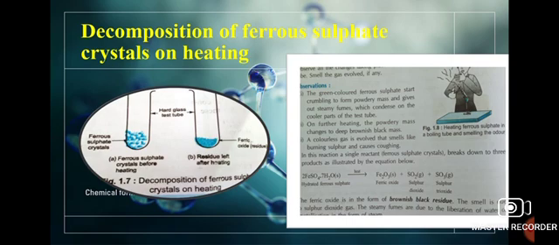We can see the equation. 2FeSO4·7H2O, S means solid. That is called hydrated ferrous sulfate. It will be heated. After that it will decompose or split into three compounds. First one, Fe2O3, that is solid, ferric oxide, plus SO2 gas, sulfur dioxide, plus SO3 gas, sulfur trioxide. The ferric oxide is in the form of brownish black residue.